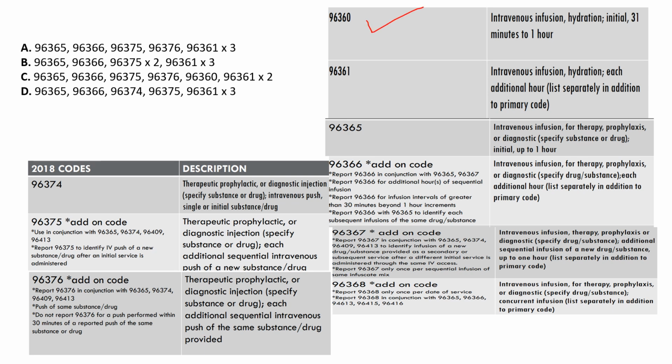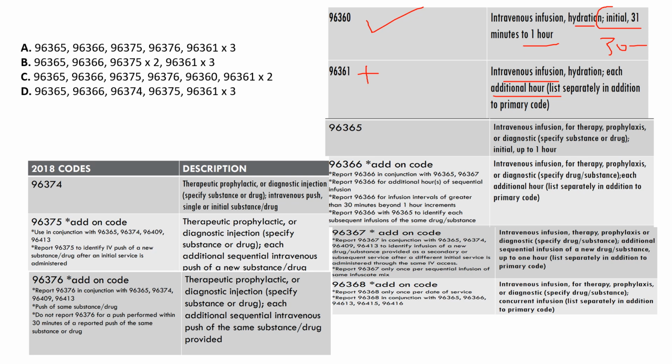Firstly, for hydration, 96360 is a primary code and 96361 is an add-on code. You code 96360 for hydration if you meet 31 minutes to 1 hour. Even if you are getting 30 minutes, you cannot use 96360. Instead, you have to utilize the injection code. But here, if you meet 31 minutes, then you can go with 96360. And 96361 is for intravenous infusion hydration, each additional hour.